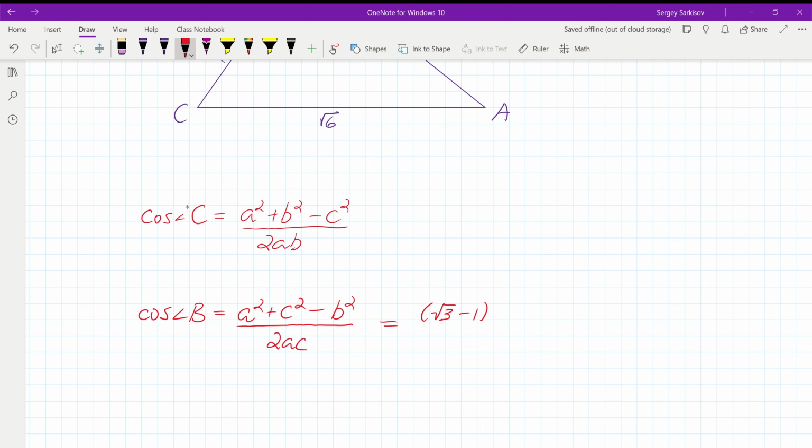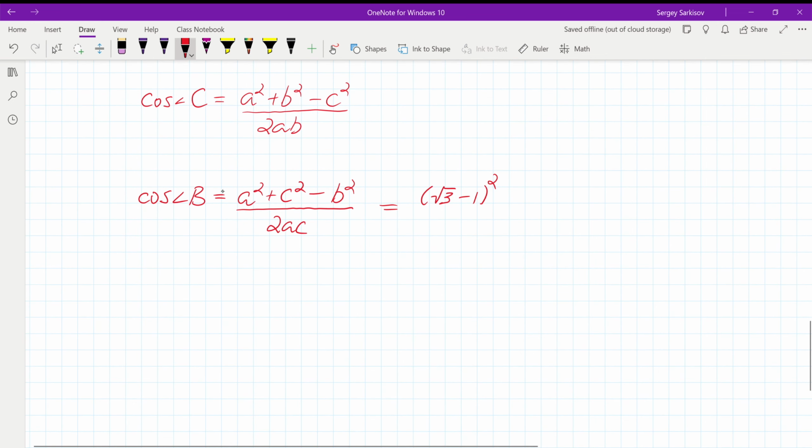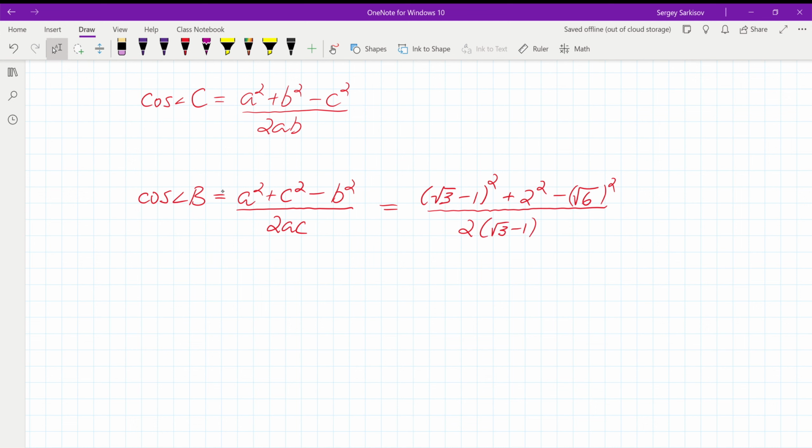So we have this, and then we square a, a squared. What was c? C is root 2, so plus root 2 squared. Then we're going to do minus what? Root 6 squared, which is going to be 6, right? All over this weird 2 times the a, root 3 minus 1, times the c, which is root 2.